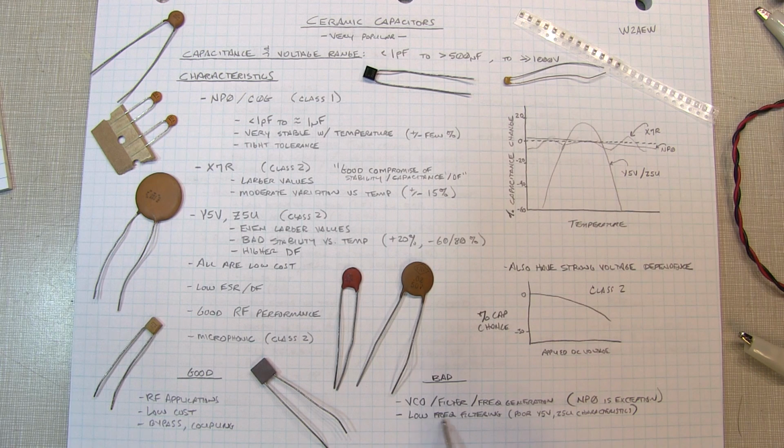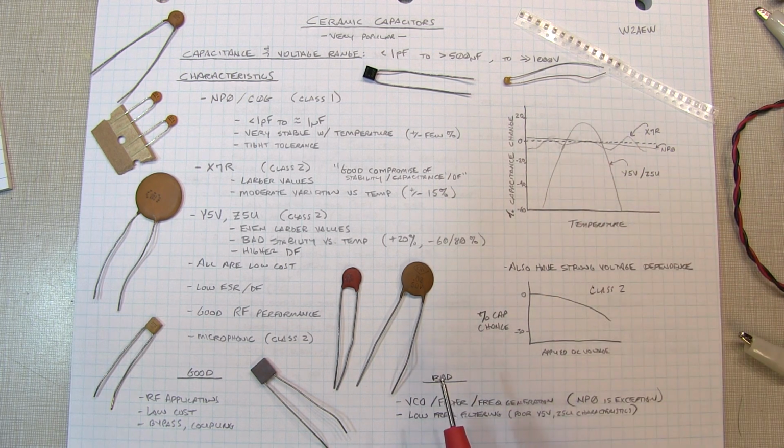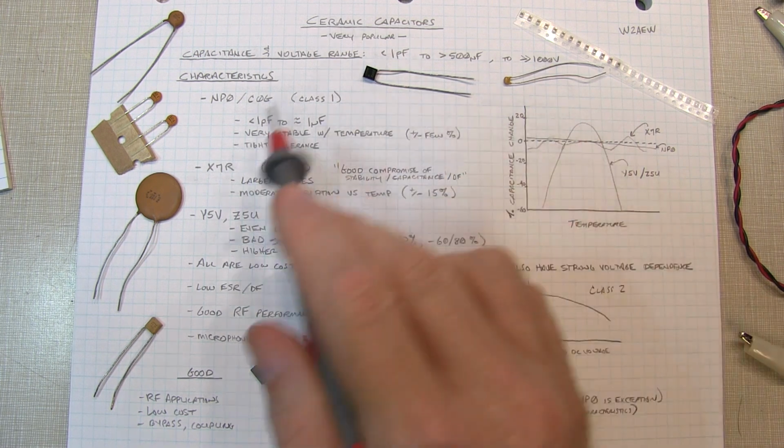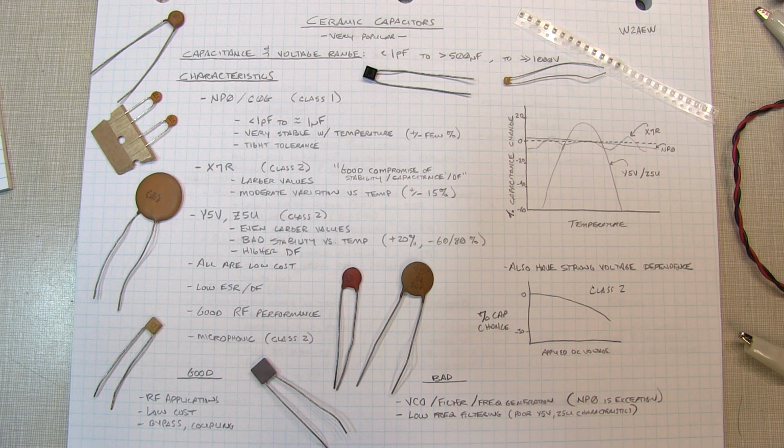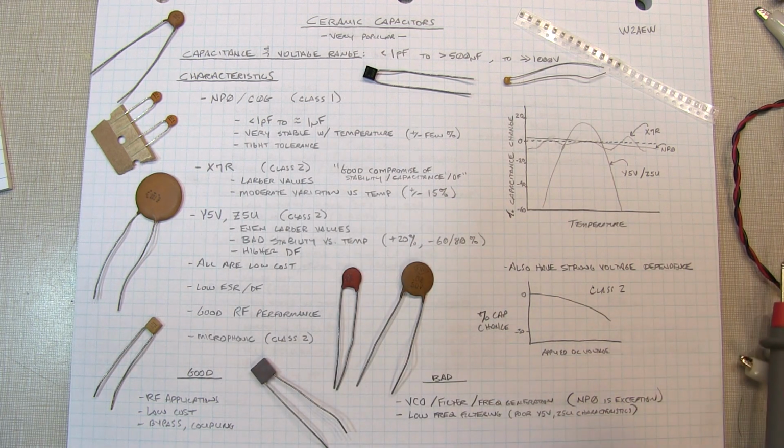And they're not really good for low frequency filtering where you can't really withstand this kind of tolerance with temperature. So especially the Y5V and Z5U are really bad. An X7R wouldn't be so bad for that application, but these are very, very common types of capacitors that you'll find all over the place in many, many different package styles.